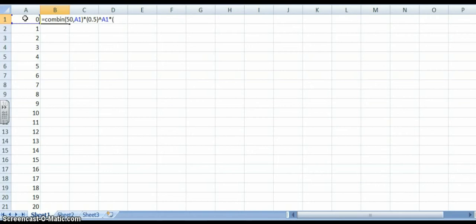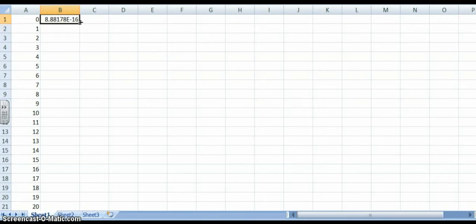times 0.5 for the probability of failures, to the exponent of 50 minus the number of successes. So that's the binomial formula. So that's nCr. So if there were 0 successes, it would be 50C0, 0.5 to the exponent of 0, so no successes, and 0.5 to the exponent of 50, because if there are no successes, then there would be 50 failures. And then we can press enter.